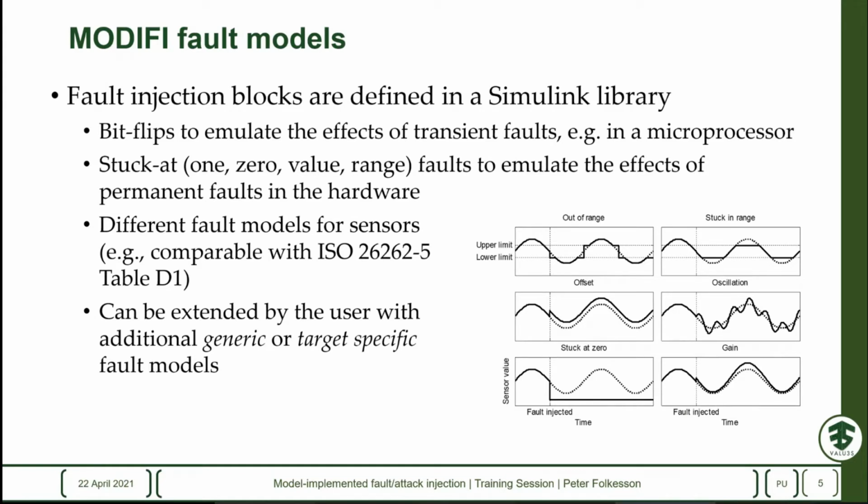Now, all fault injection blocks are defined in the Simulink library. And this library currently includes bit flip fault models, which are able to emulate the effects of transient faults in, for example, a microprocessor. But there are also stuck-at fault models, stuck at 1, 0, value, or in or outside of range. And these faults are able to emulate the effects of permanent faults in the hardware.